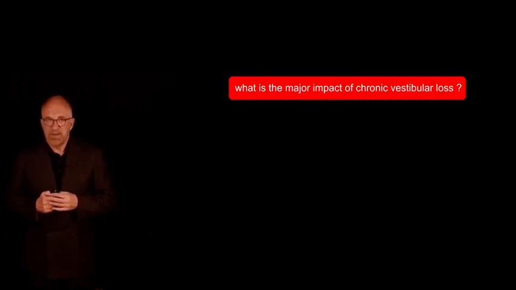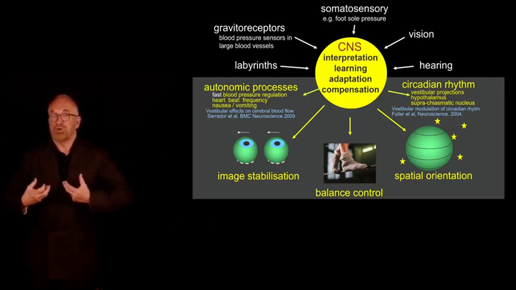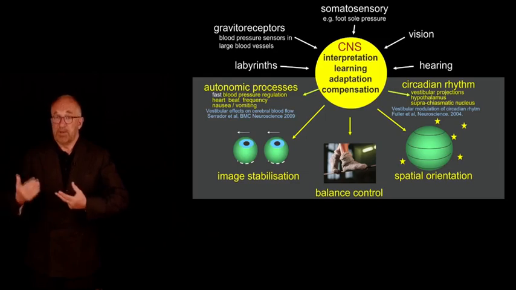Now, what is the major impact of chronic vestibular loss, sensory function loss? So, then we have this scheme. The labyrinths work together with all kinds of other sensory systems, gravitoreceptors in the body, somatosensory information, vision and hearing, to achieve many targets, functions. One of them is circadian rhythm. There's a projection from the vestibular system to the suprachiasmatic nucleus that is your biological clock. Together with day and light, the labyrinth, by detecting movement, programs your biorhythm, your biological clock.